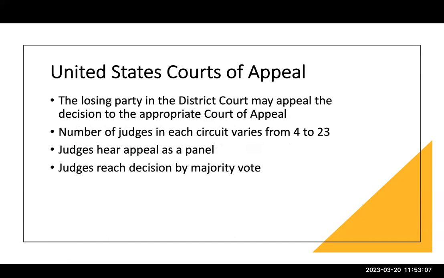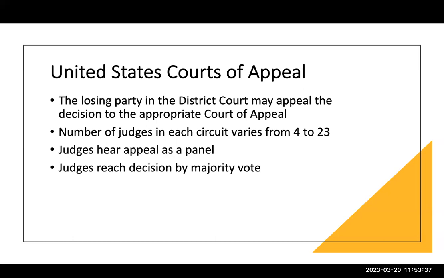Again, the U.S. Court of Appeal is an intermediate court of appeal, and appeals from the district courts are taken directly to the U.S. Courts of Appeal. There are a number of judges on each Circuit Court of Appeal, depending upon the size of the circuit. And the judges hear these appeals generally as panels of 3, reaching a decision by a majority vote.